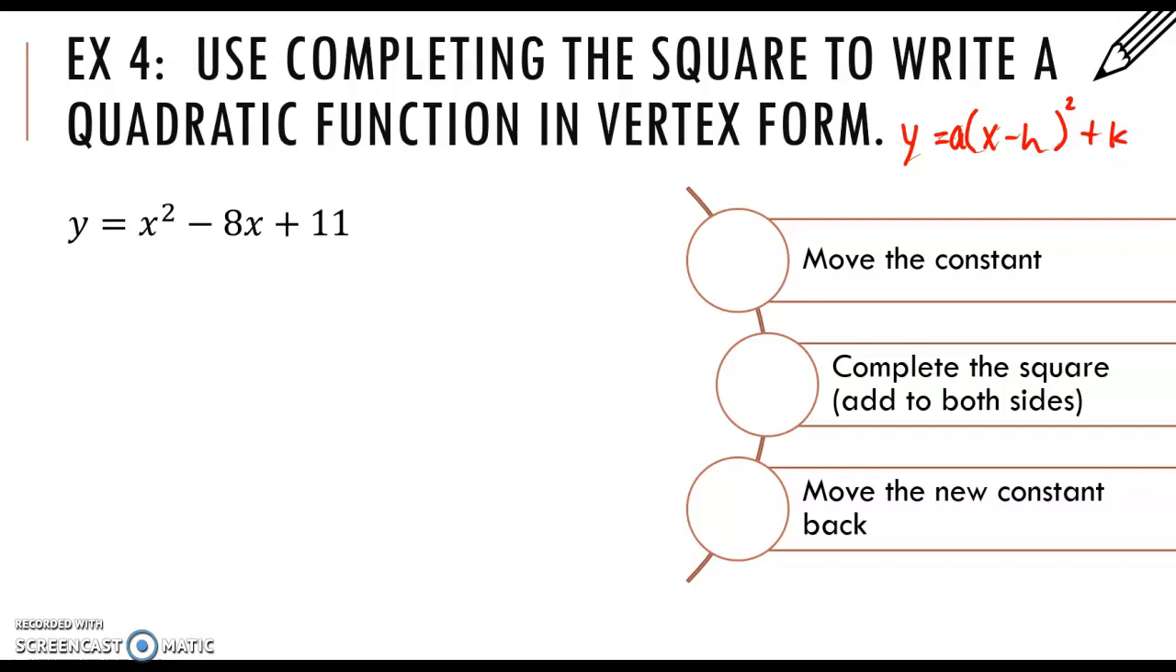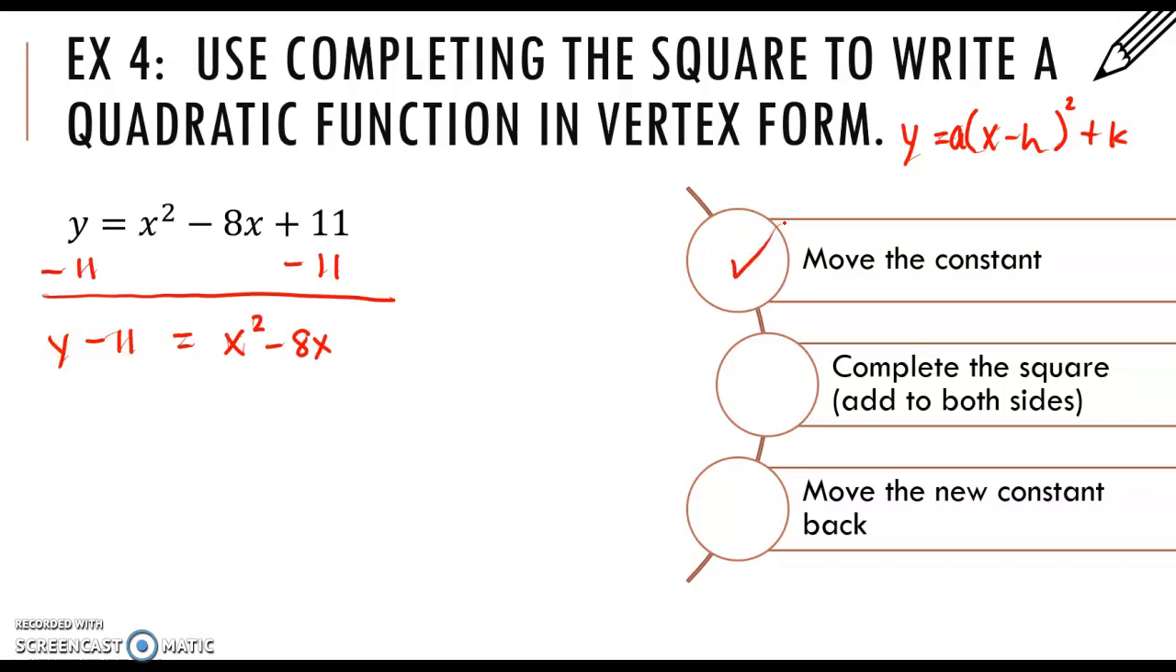All right, so the first thing we're going to do is move the constant. We're going to move the 11 to the other side of the equation, so we're subtracting 11 from both sides. On the left-hand side, we have y minus 11. And on the right-hand side, we have x squared minus 8x. Notice that y and 11 are not like terms, so we didn't combine them.